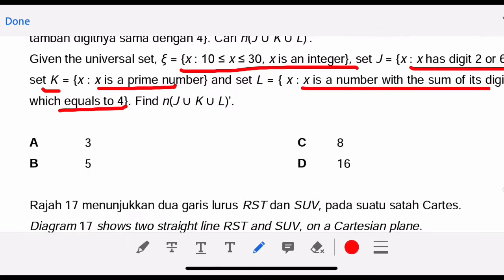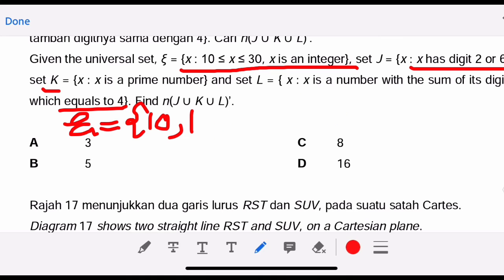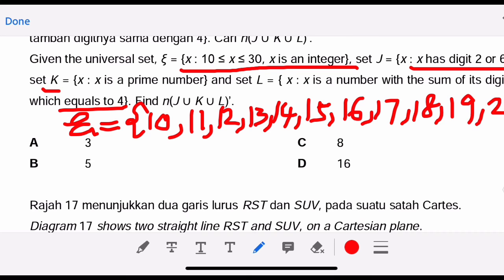Right, so for this question, you have to list out carefully in a set. So you have 10, 11, until 30. We list out all because I think we will use it later. It's better for you to list out so that you can see clearly what you want. Right?